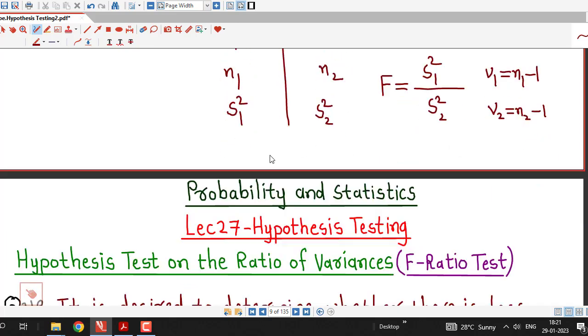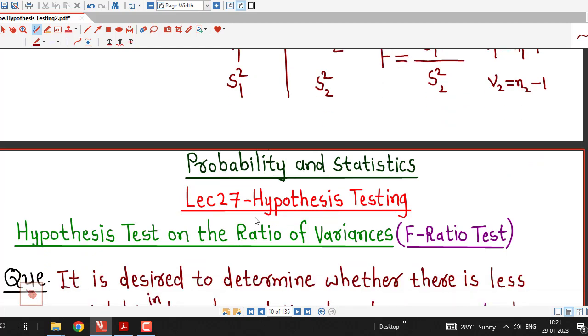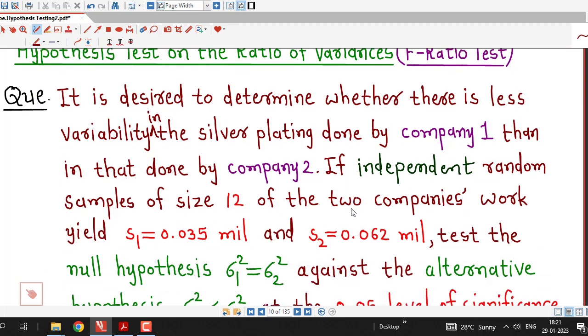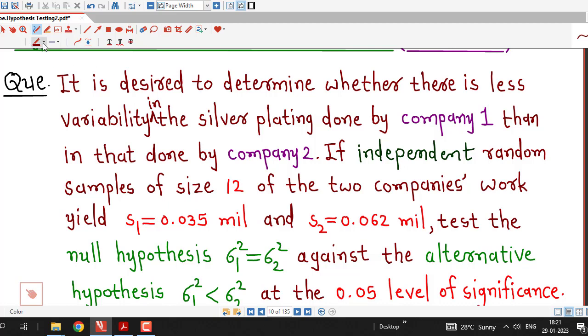We have discussed one question on F ratio test in lecture number 26 on hypothesis testing, and this is our second problem on the F ratio test. First we understand what this question is about. It is desired to determine whether there is less variability in the silver plating done by company 1 than in that done by company 2.